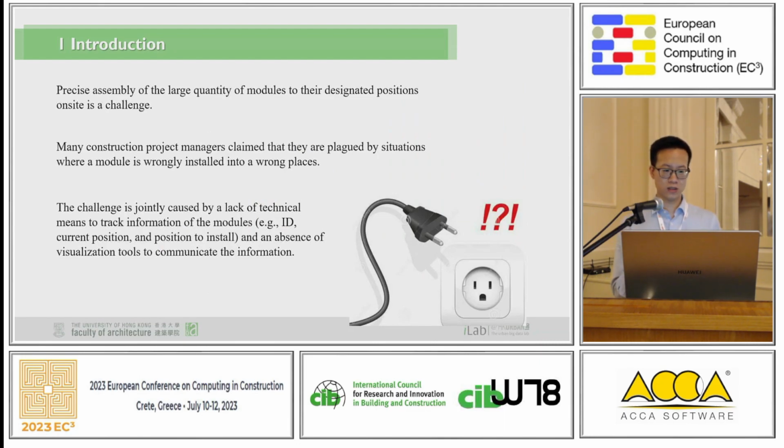In the construction of modular buildings, there's one very important critical step, that is the assembly of the modules after they are transported to the site. The precise assembly of a large quantity of modules to their designated positions on site is a challenge. And we talked to some site managers, and they said that they are plagued by the situation where a module was installed in a wrong place, and that will require a lot of rework to adjust for that.